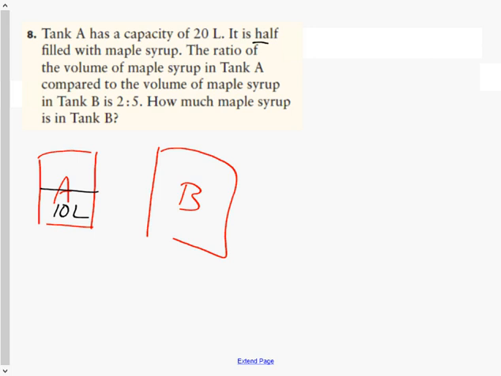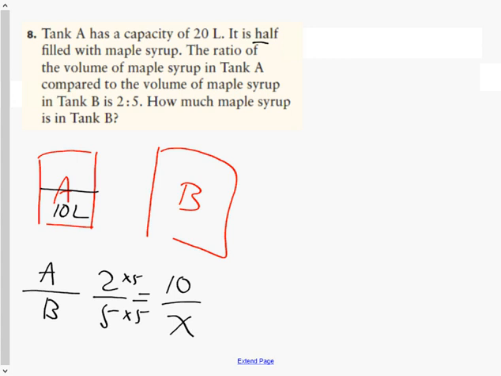It says the ratio of volume capacity of tank A to tank B is 2 to 5. That's the ratio. For every 2 parts that are in tank A, there are 5 parts in tank B. Or for every 2 liters in tank A, there are 5 liters in tank B. So if tank A has 10 liters, how many in B? Of course, we're going to just solve this with multiplication. There are 25 liters in tank B, using proportional reasoning to solve.